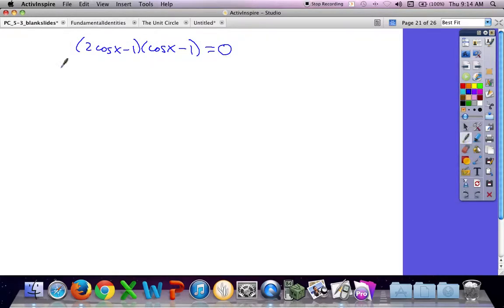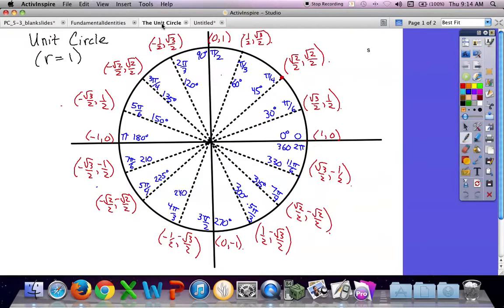Okay, so 2 cosine x minus 1 equals 0. That means cosine x equals a half. Cosine x equals 1. I am skipping a step there. Okay. Where does cosine x equal 1/2? Okay. If you go here, cosine x equals a half here, right? And it equals a half here.